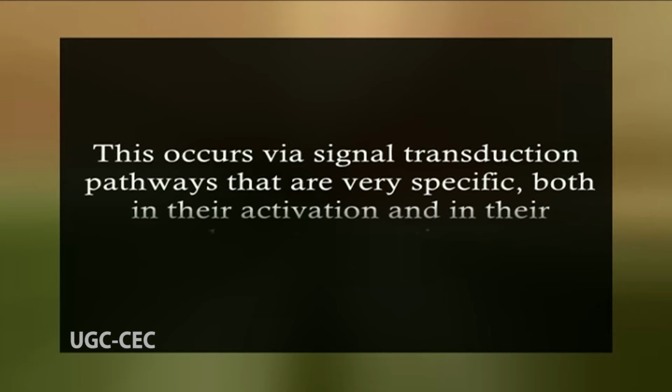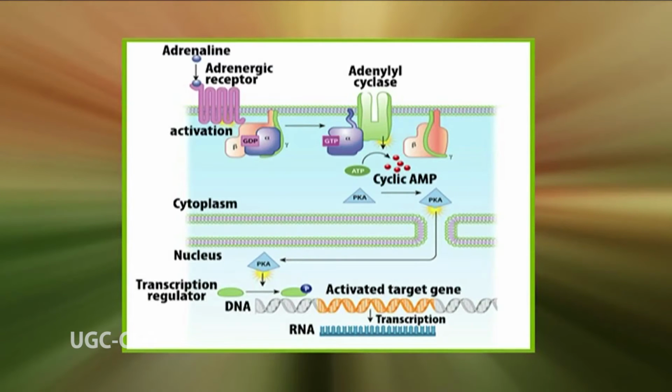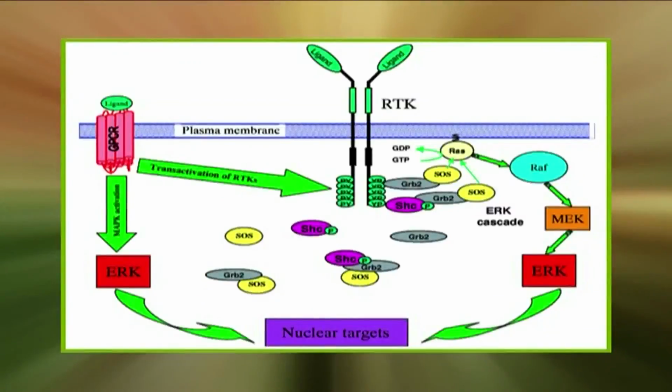This occurs via signal transduction pathways that are very specific in their activation and in their downstream actions. The intracellular component of signal propagation, also known as signal transduction, is receptor specific. A given receptor will activate only very specific sets of downstream signaling components, thereby maintaining the specificity of the incoming signal inside the cell. In addition, signal transduction pathways amplify the incoming signal by a signaling cascade, resulting in an appropriate physiological response by the cell.